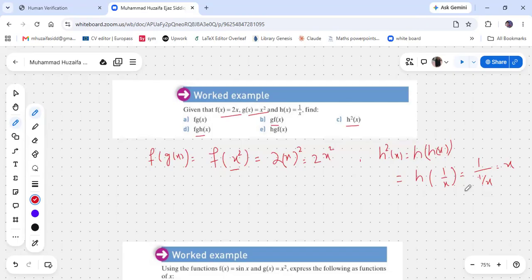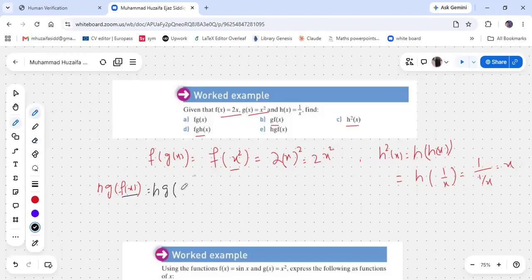For D, I got 2 over x squared. Okay, now I'm moving to the E part. Look at here, our composition is h into g into f of x. Firstly we replace f of x, so h into g into f of x.